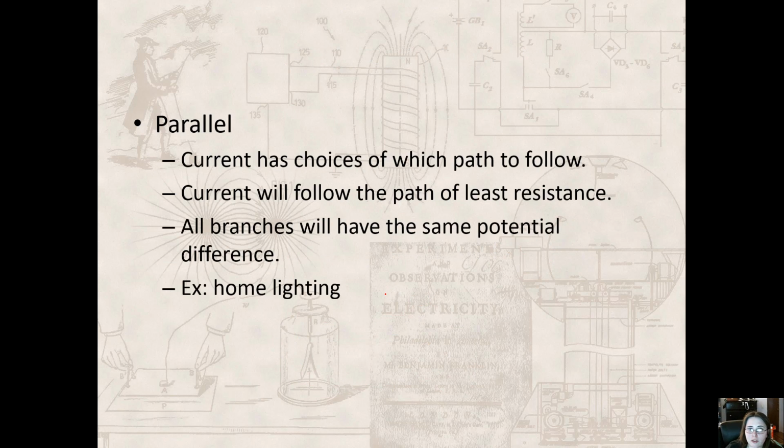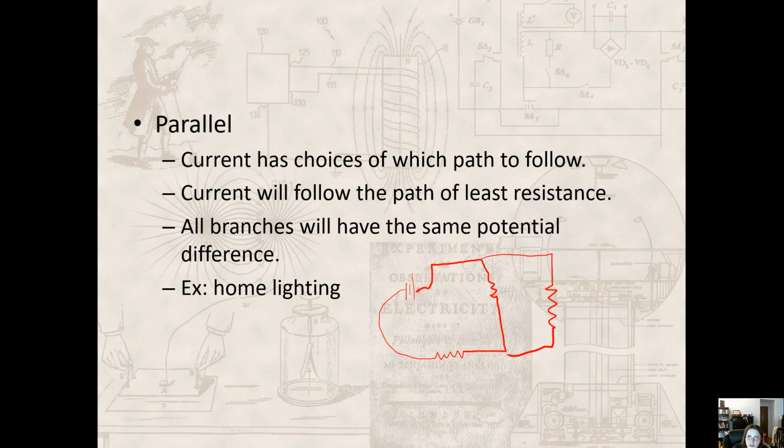Parallel has choices of which path to follow. Current will follow the path of least resistance, and all branches have the same potential difference, like home lighting. So again, we have our circuit. And it can be any shape like that, but if you have another path like this, where you have this and this is parallel. It's kind of messy. We'll see more in class.